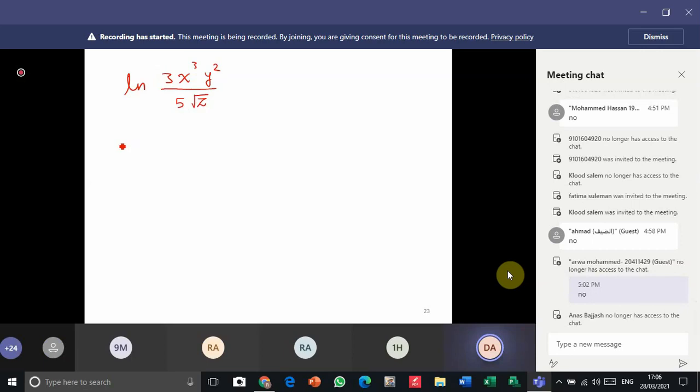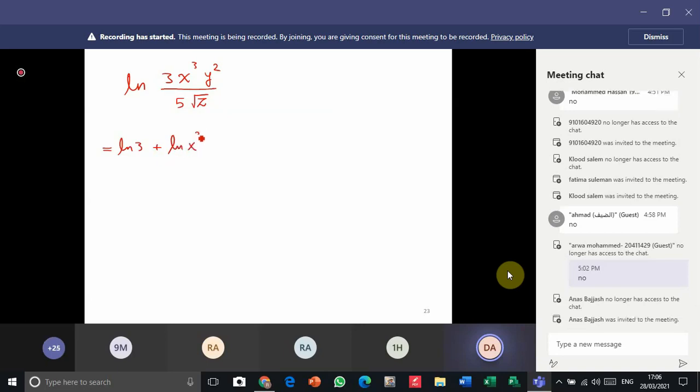If we have a fraction, with multiplication in the numerator and multiplication in the denominator, we can directly distribute the ln in the numerator and denominator. If we distribute in the numerator, we put ln plus ln plus ln. When we distribute the ln in the denominator, we put minus ln minus ln minus ln. So we have directly ln 3 plus ln x to the power 3 plus ln y squared.